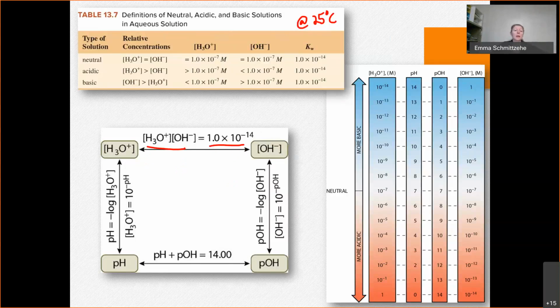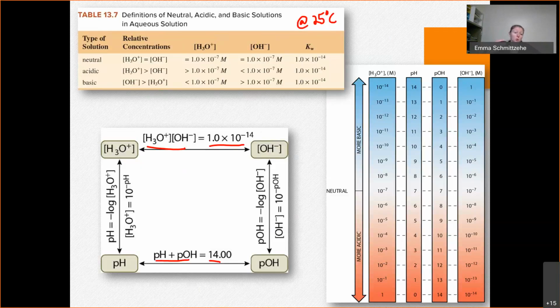Same with pH and pOH. Those are tied together. The sum of pH and pOH always has to be 14 as long as we're under standard conditions, meaning if you know the pH, you can calculate pOH, or if you know pOH, you can calculate pH. So you can always calculate those from one another.